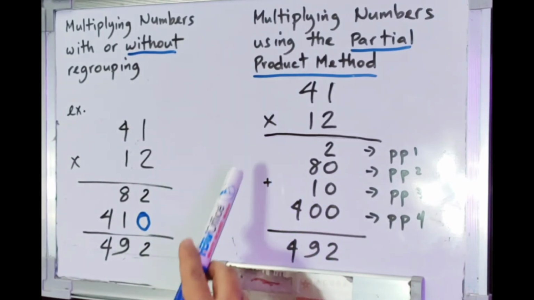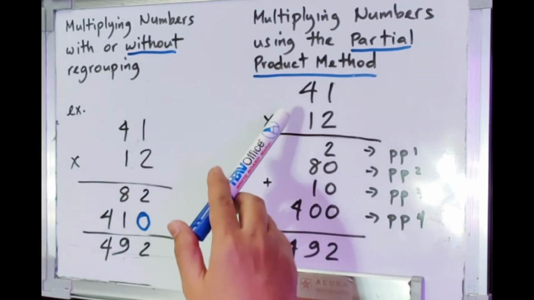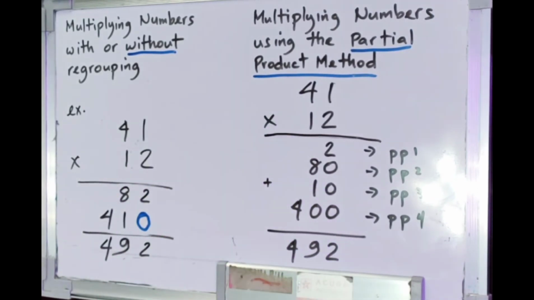And last but not the least, the 4 and the 1. 4 in the tens place, so the value of 4 is 40. 1 in the tens place, the value is 10. So what is 40 times 10? It's like multiplying 1 and 4. Since there are two zeros, you just put two zeros. So the answer is 400. That's 40 times 10, 400. And this is the fourth partial product.